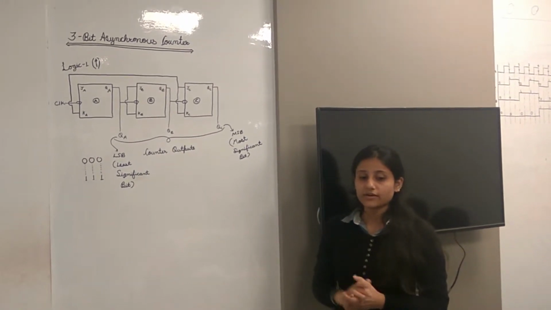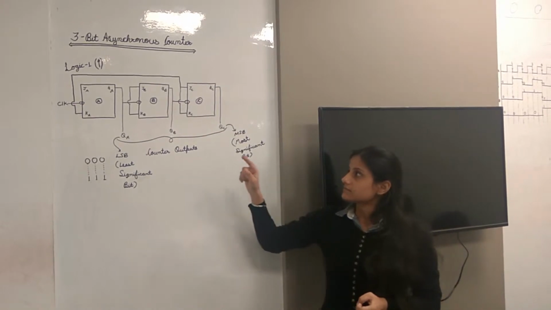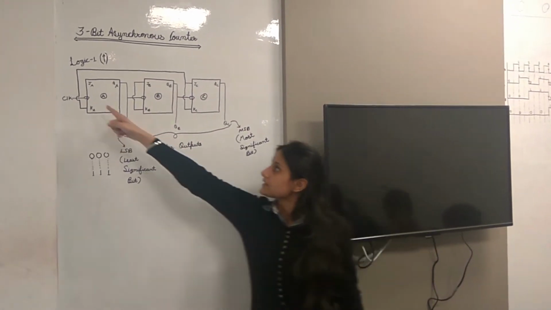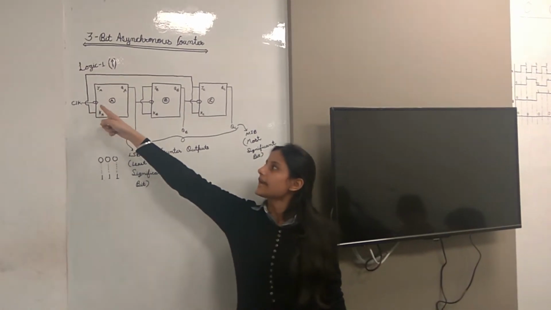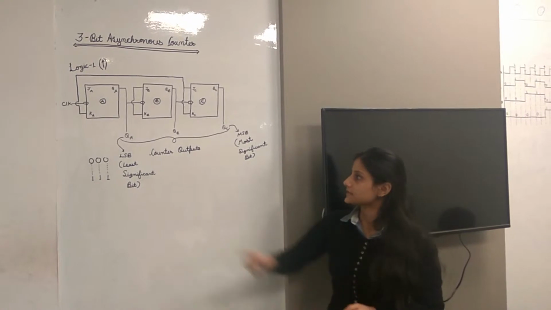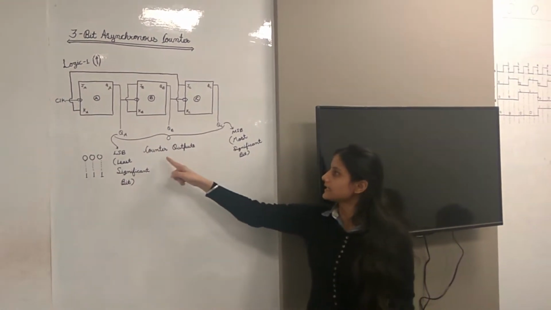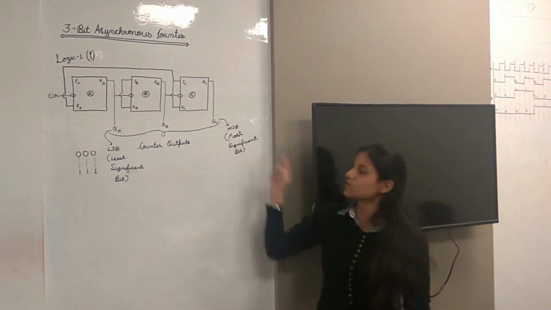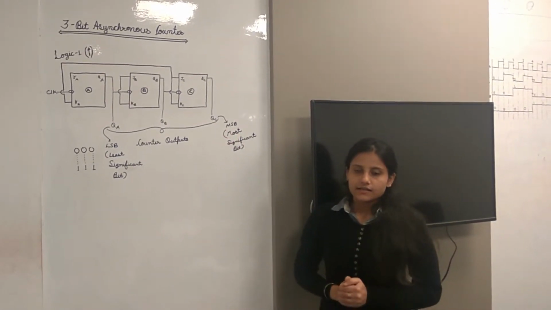And now the next point comes the symbol. It shows a negative edge triggering. This bubble means negative and this arrow means edge. And these QA, QB, QC are three counter outputs in which QA is the least significant bit and QC is the most significant bit.